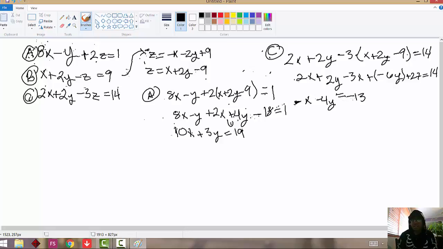So there's our two equations. So now we have 10x plus 3y equals 19, and also negative x minus 4y equals negative 13. And so we're going to bring them down and put them next to each other. So we'll say 10x plus 3y equals 19, and the other one will be negative x minus 4y equals negative 13.